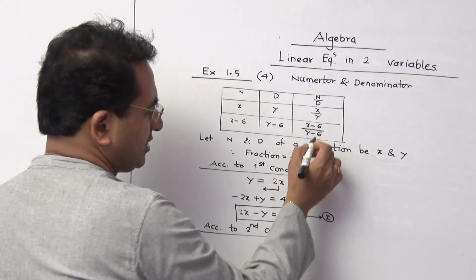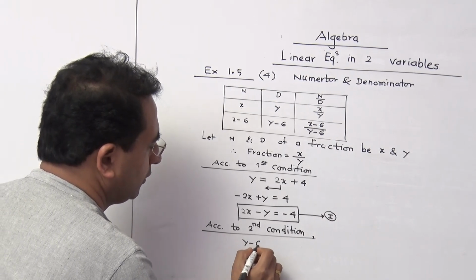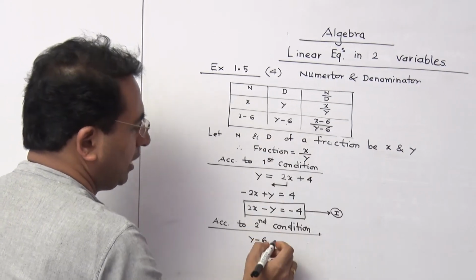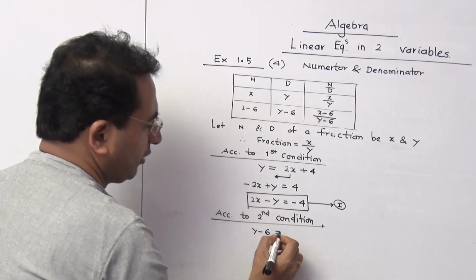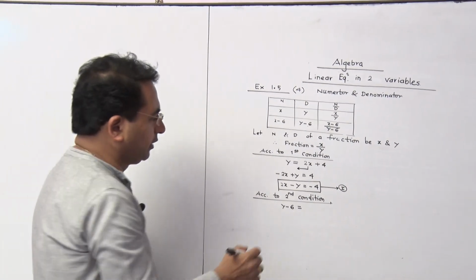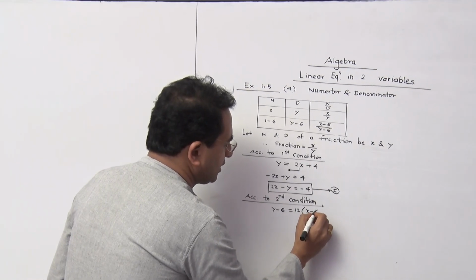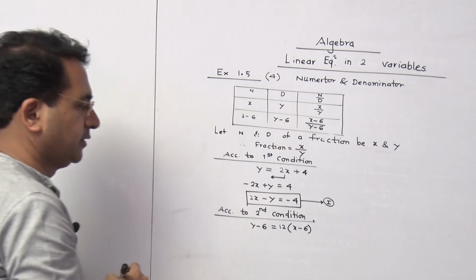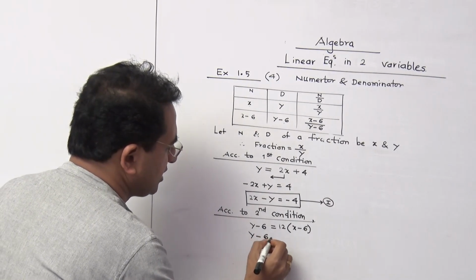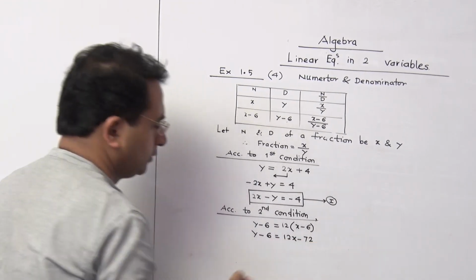Now we have to write this condition. Denominator becomes, means what? Y minus 6 is a new denominator. Becomes means what? We have to write equal to sign. Then we have to write 12 times the numerator. That is going to be this way. Now we will solve the equation further. Y minus 6 is equal to 12x minus 72.